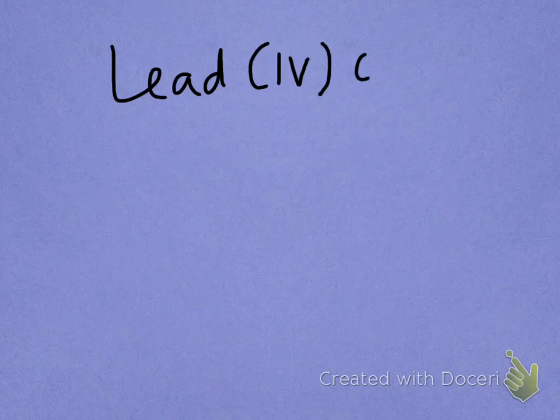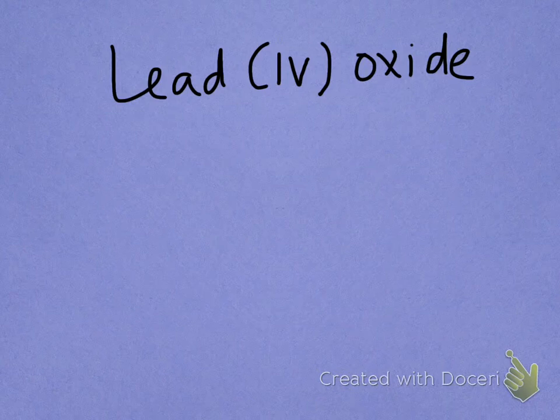Anyway, lead is Pb. So if we have lead 4 oxide, write your ions. What's the lead 4 ion? It's Pb 4 plus. Oxide ion, we've only written this about a half a dozen times so far. O 2 minus.